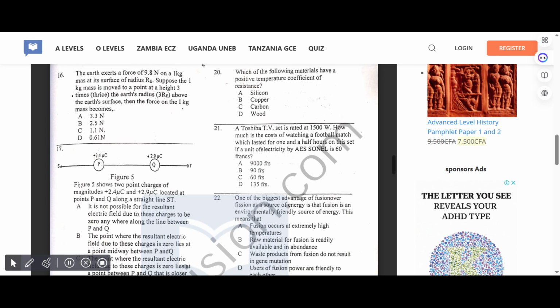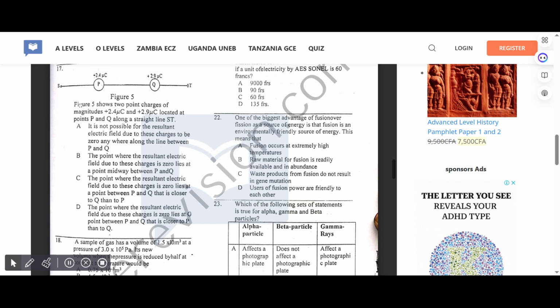How much is the cost of watching a football match which lasted for 1.5 hours on this set if a unit of electricity by AIS Sonet is 60 francs? Correct answer for 21 is D. D is the correct answer, 135 francs.